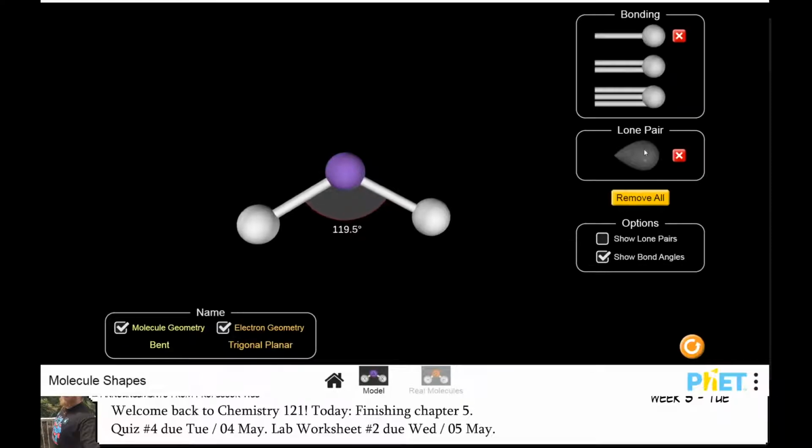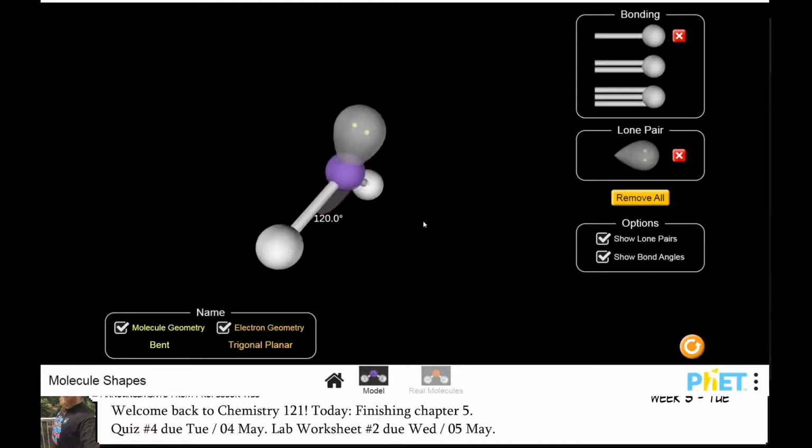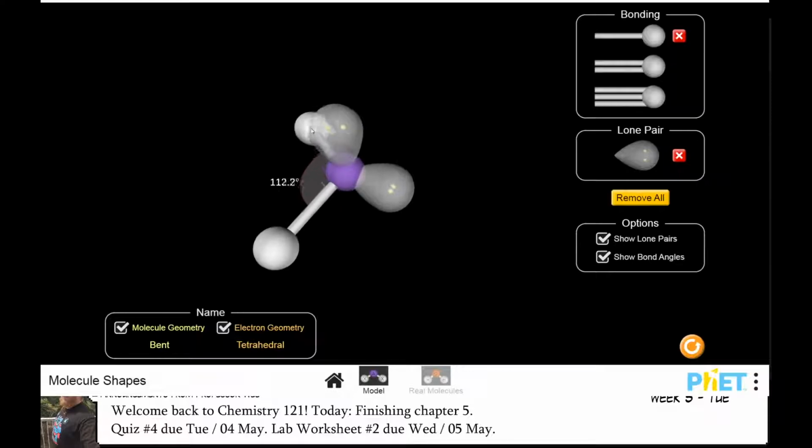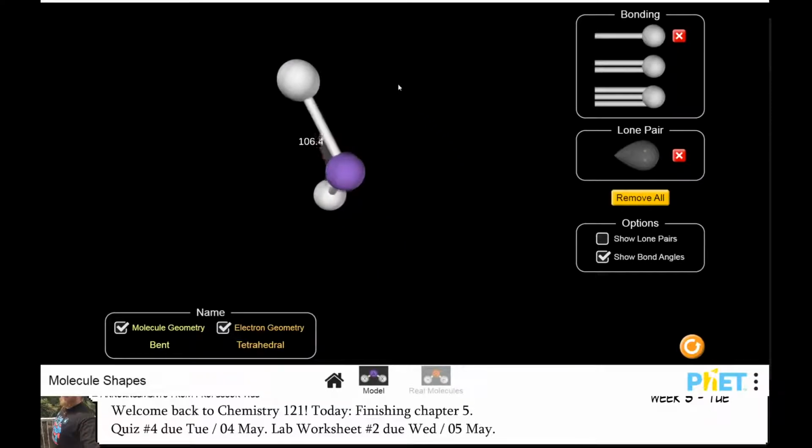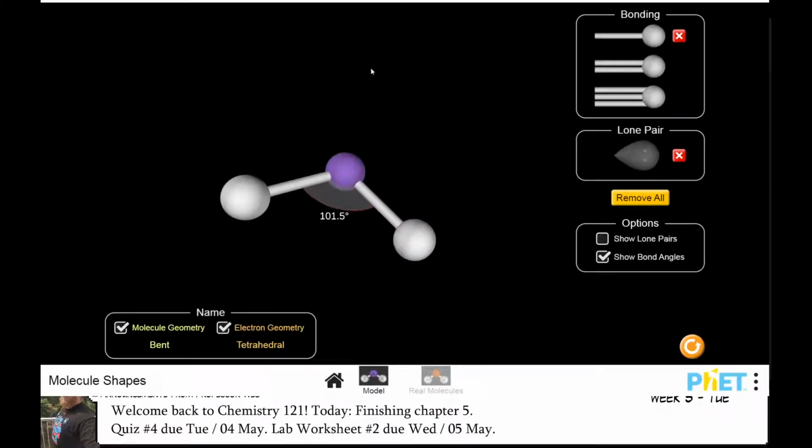And then if I remove one of these and put another lone pair on, now it looks kind of like the other bent molecule over there. It just has a different angle. So this is how you get bent in chemistry.